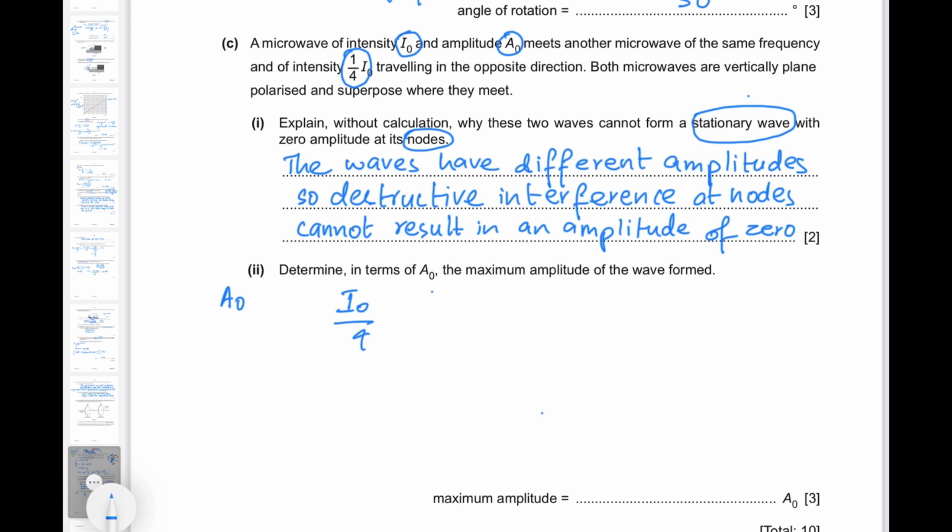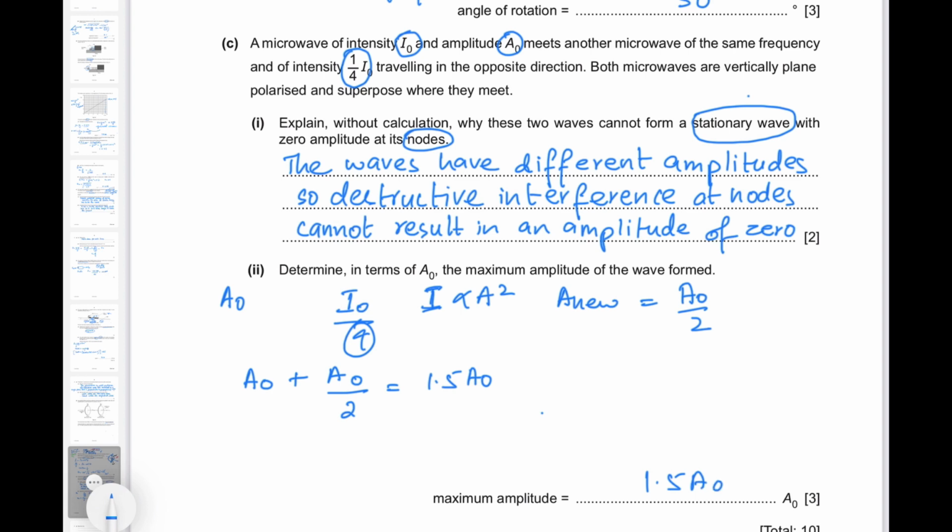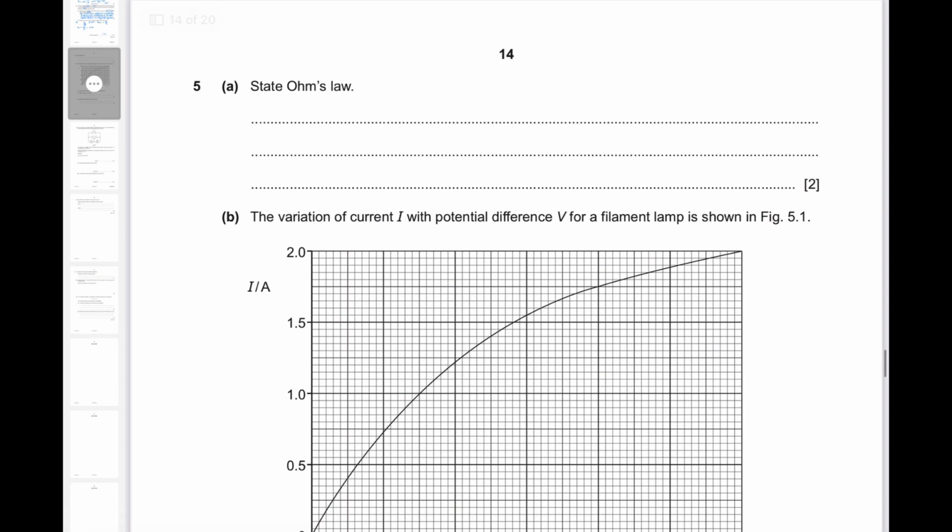And as I mentioned earlier, intensity is proportional to amplitude squared, which means if the amplitude is reduced by half, the intensity of the wave would be reduced 4 times, which means the new amplitude is half of the initial amplitude. So now to reach constructive interference, you would add up both of them and this would be equal to 1.5 of the initial amplitude. 5a, state Ohm's law.